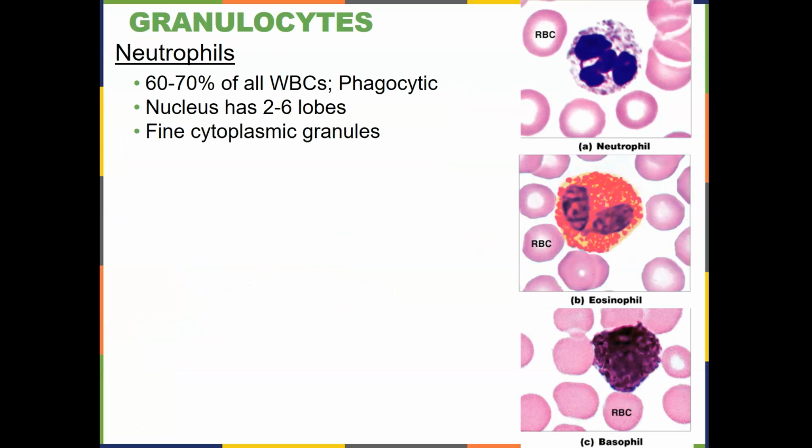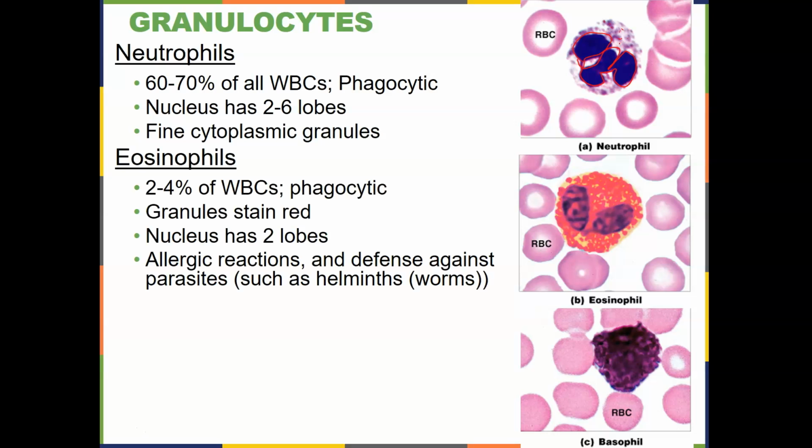All right, so neutrophils. 60 to 70% of white blood cells are made up of neutrophils. Remember, these are granulocytes. They're phagocytic, so they can go around and consume stuff in your bloodstream. If a bacteria gets in there, they can jump on them and eat them. Interestingly, they have what we call lobular nuclei. You can see that this nucleus has these little lumps and lobes. So this is called a lobular nucleus. And they have these fine cytoplasmic granules. They look grainy.